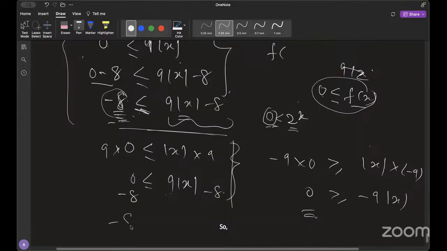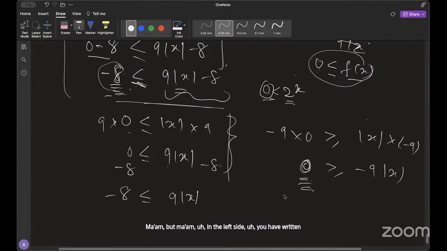Ma'am, if minus 8 is multiplied with 0, wouldn't we get 0 instead, if we multiply it by 0? You multiplied the left hand side by minus 9 into 0, so you got a 0 here. We have a 0 here and we have a minus 9 mod x here. Ma'am, but in the left side, you have written minus 8 there.